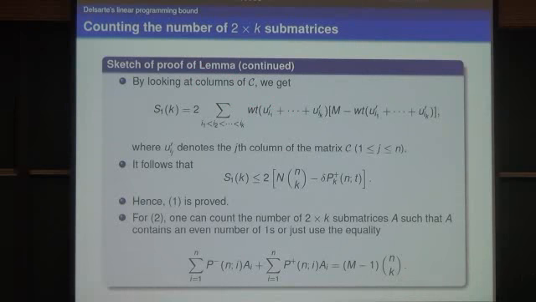And then you combine the two together, you get this one. For the second one, as I say, we can count the 2×k submatrices that contain an even number of 1s, or we can use a simpler proof using this equality. This is just the sum of a_i for i from 1 to n, which is n minus 1, except for a_0.